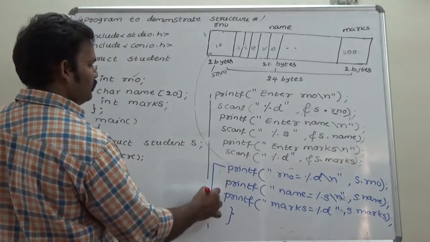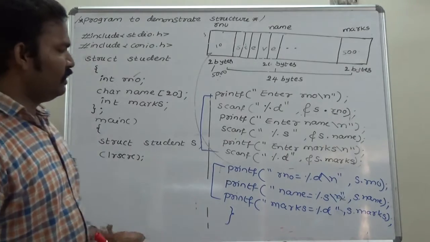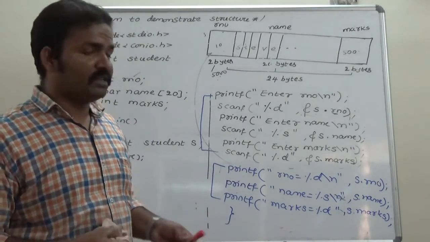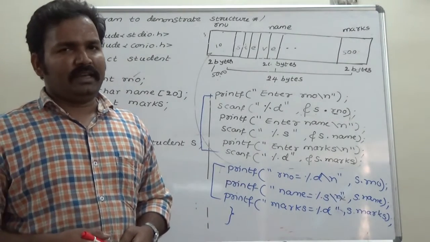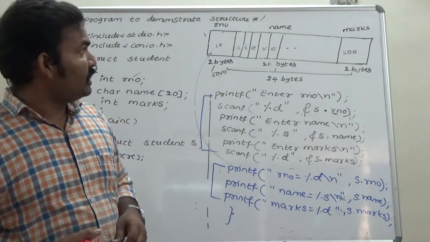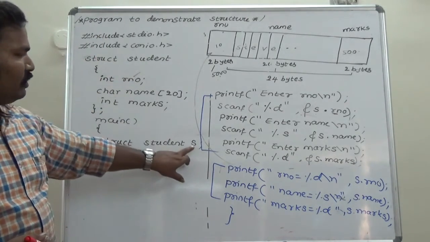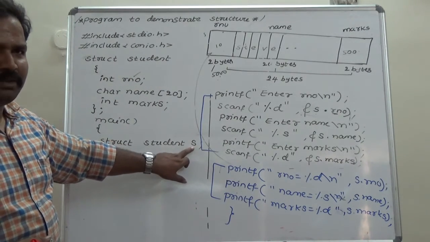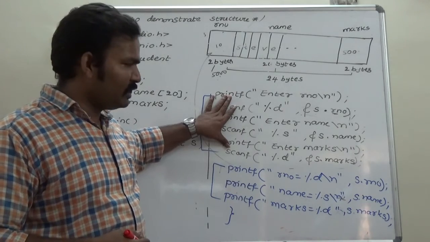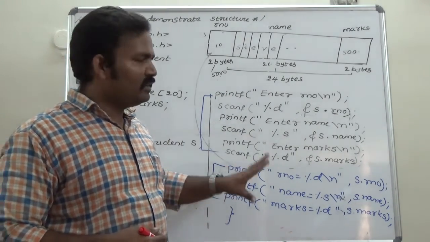So here, all these statements are used for reading elements, and these last three statements are used for printing elements on the screen. Okay, so this is the program to demonstrate structure: structure definition, object declaration, structure variable declaration, reading elements from the keyboard, and printing elements on the screen. Okay, thank you.